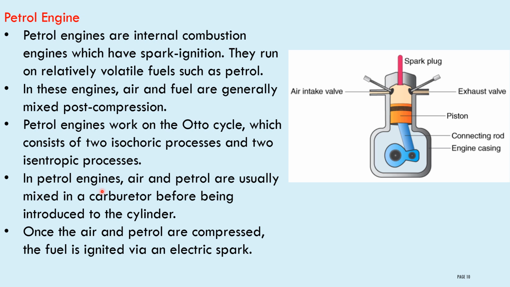In a petrol engine, air and petrol are usually mixed in a carburetor before being introduced to the cylinder. As we already said, before compression we have to mix air and petrol inside a carburetor before introducing it into the cylinder. Once the air and petrol are compressed, the fuel is ignited via an electric spark.